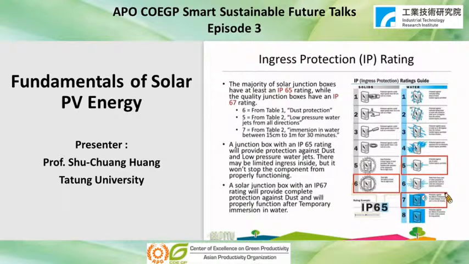So all junction boxes with an IP65 rating will provide protection against dust and low pressure water jets. There may be limited ingress inside, but it won't stop the component from properly functioning. The solar junction box with an IP67 rating will provide complete protection against dust and will properly function after temporary immersion in water.